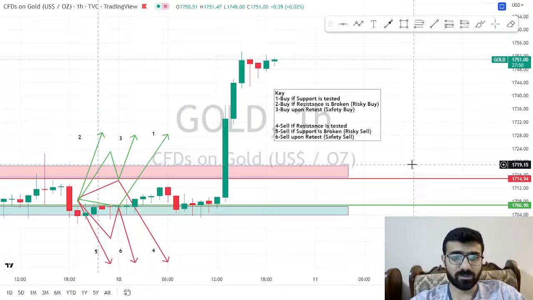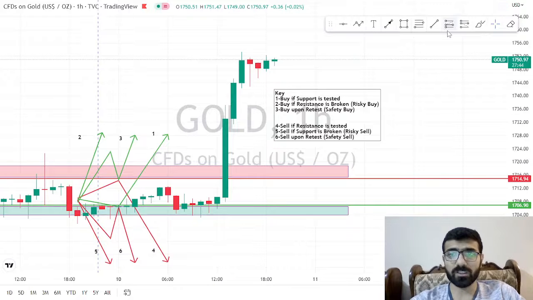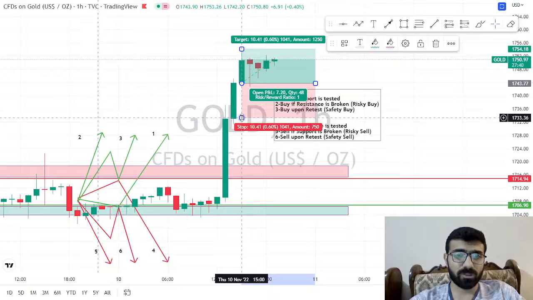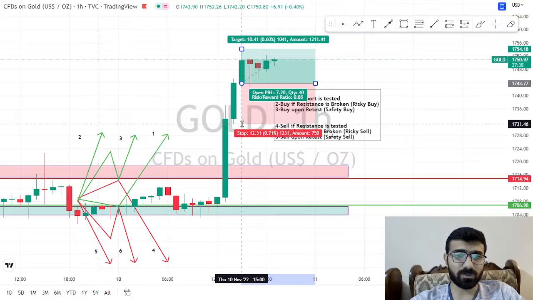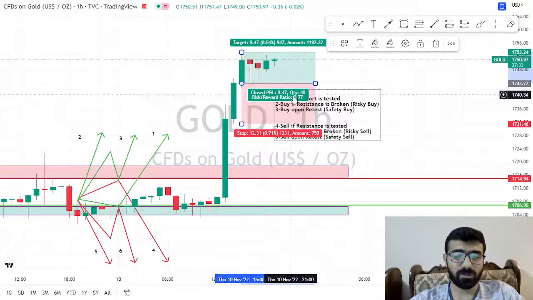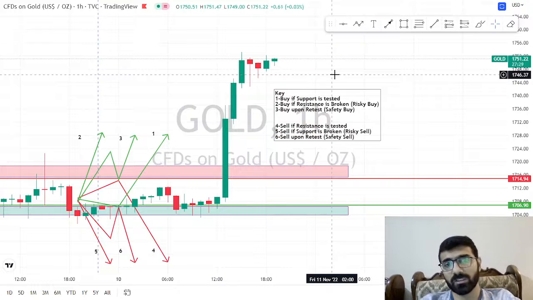And I would prefer to stay out of the market over here when this huge candle took place, but I would prefer to take an entry over here. So this trade would have only given us a little bit of profit, but still this trade would have given us a 0.7% profit only. And that would be all the trades for yesterday.